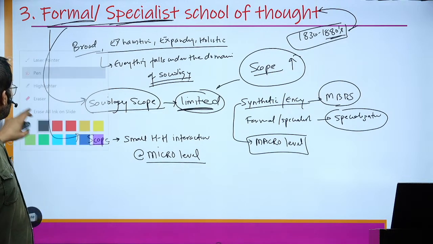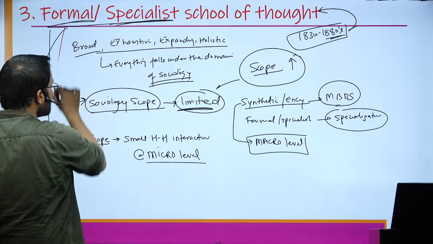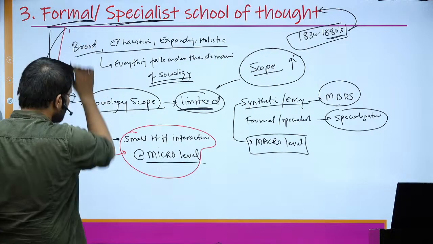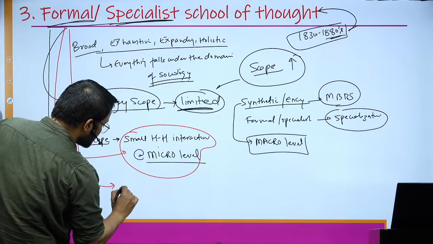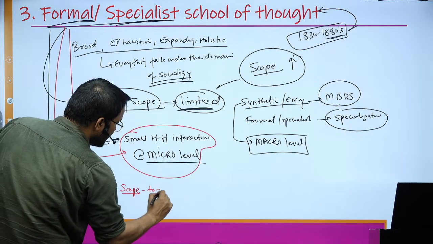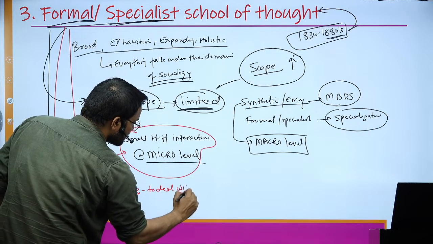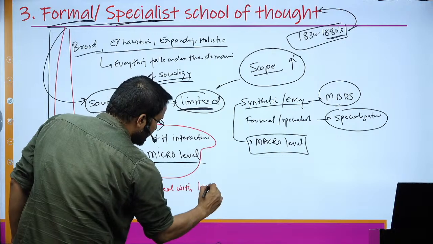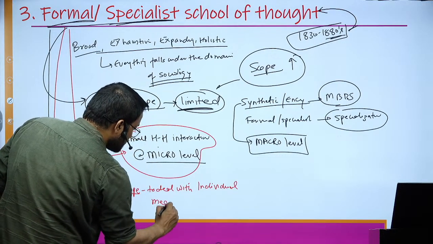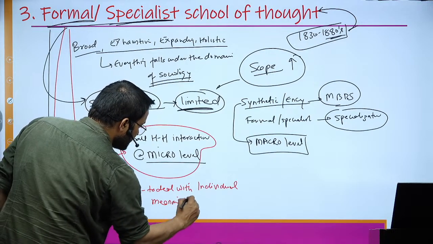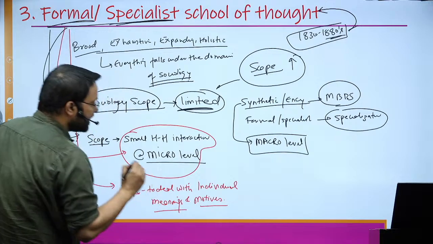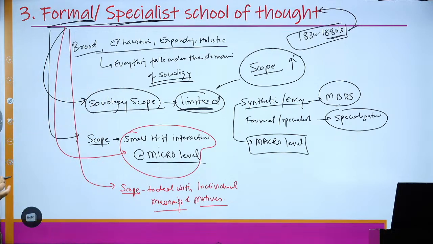That is called the formal specialist school of thought, which talks about small group human to human interaction. Now they are saying that the focus, or the overall scope, of sociology is to deal with individual meanings and motives. Individual meanings and motives. This is what we say.